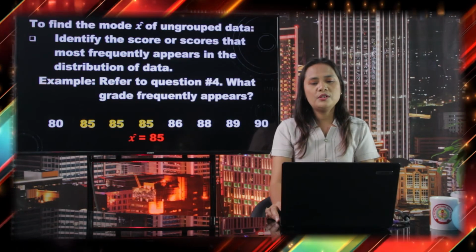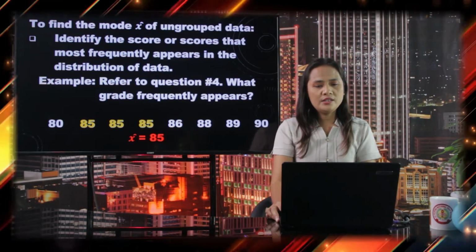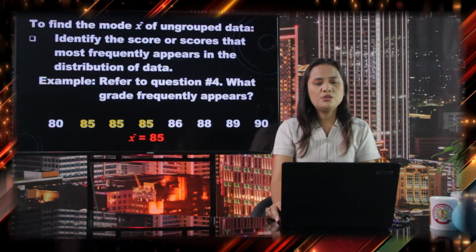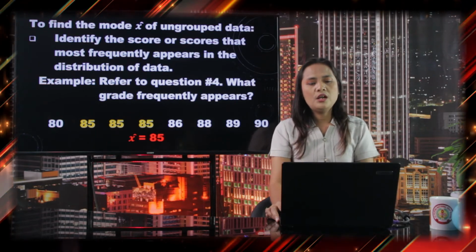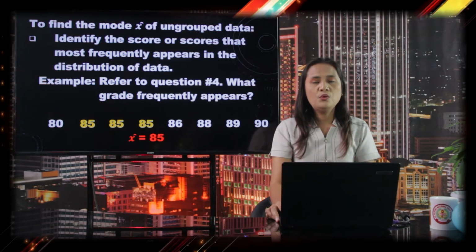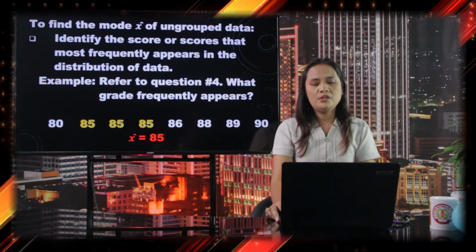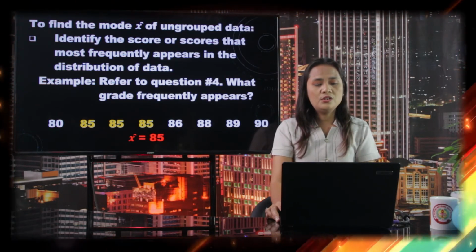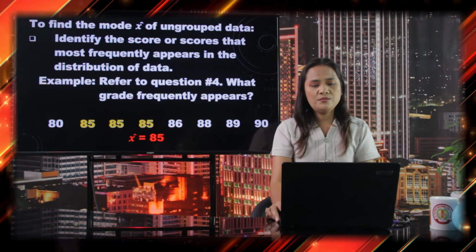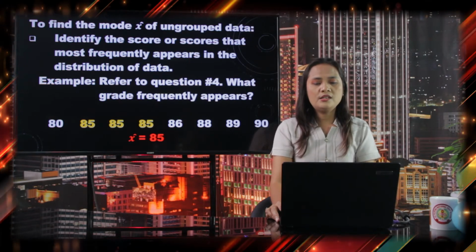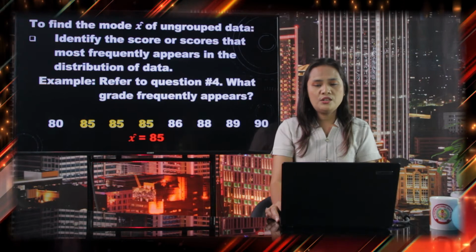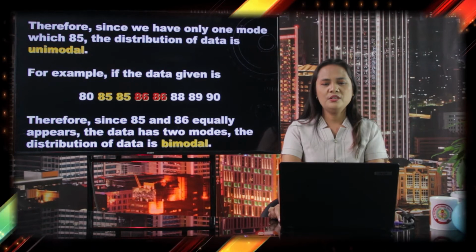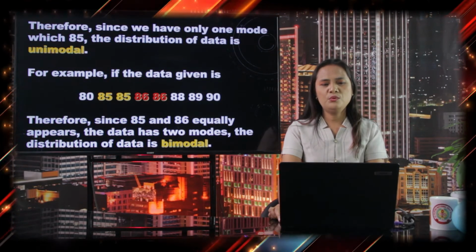To find the mode of ungrouped data, we have to identify the score or scores that most frequently appear in the distribution of data. For example, refer to question number 4. What grade frequently appears? So we have the data here arranged in order. We have 80, 85, 85, 85, 86, 88, 89, and 90. So the mode is 85. Therefore, since we have only one mode, which is 85, the distribution of data is unimodal.